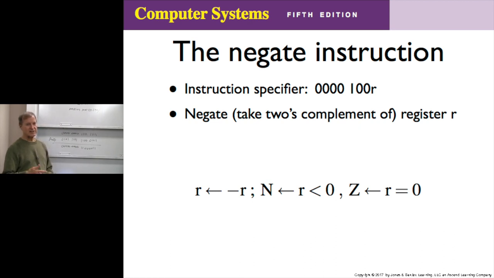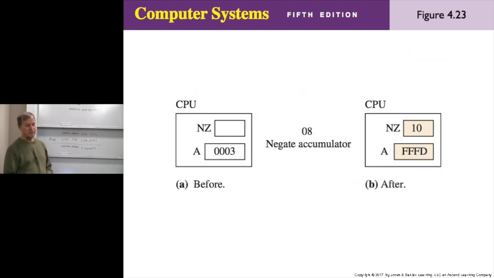So it negates it. And again, this is a unary instruction. Okay? So if the original content of the accumulator is 0003 and we negate it, we get -3, and that's how -3 is stored, FFFD. Okay? Is everybody good? All right.